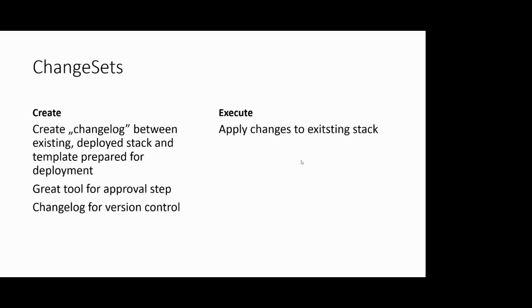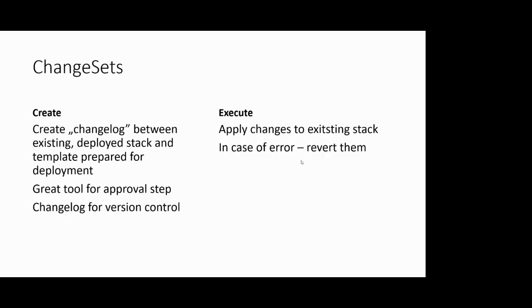This is a perfect tool for an approval step, because the ChangeSet is showing you what will change and how and why. By this, you also can create a changelog for version control. So you can version your infrastructure with a proper description of it. Then we can execute our ChangeSet. This means that we are applying changes to the existing stack. And in case of error, we are reverting them.